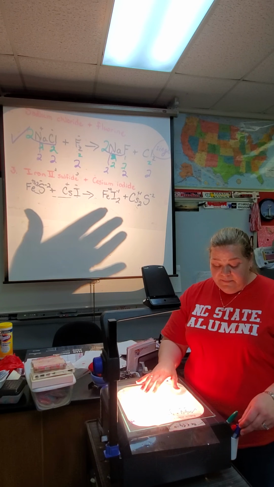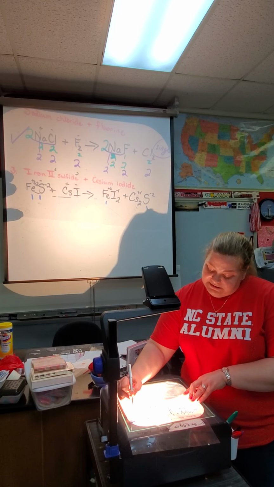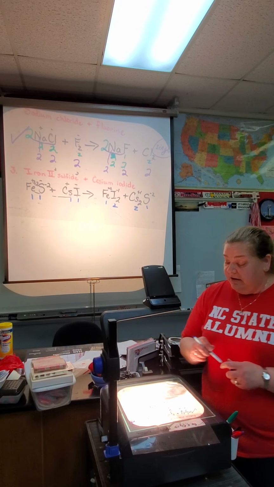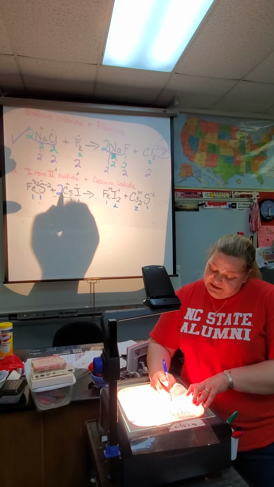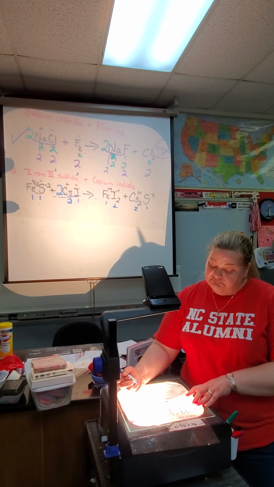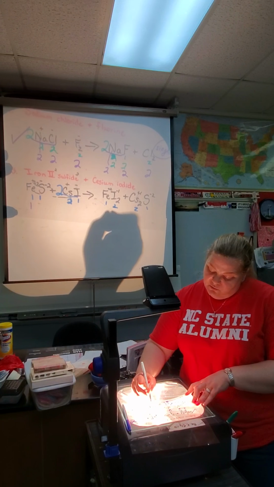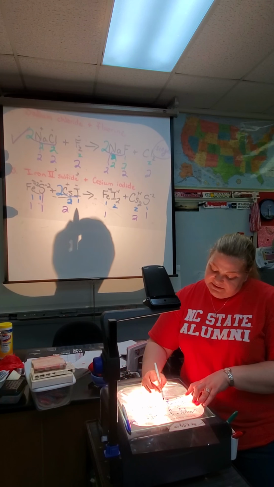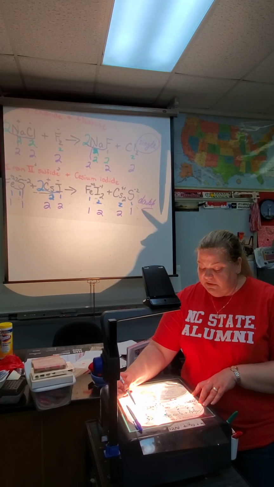Now you're going to balance. 1 iron, 1 sulfur, 1 cesium, 2 cesiums, 1 iodine, 2 iodines. So I have to change my iodine and my cesium. Put a 2 here. Now I have 2 cesiums. That in turn changes my iodines. That's it. Go back and check it. 1 iron, 1 sulfur, 2 cesiums, 2 iodines, 2 iodines. Good. And this is a double displacement because you have a compound.